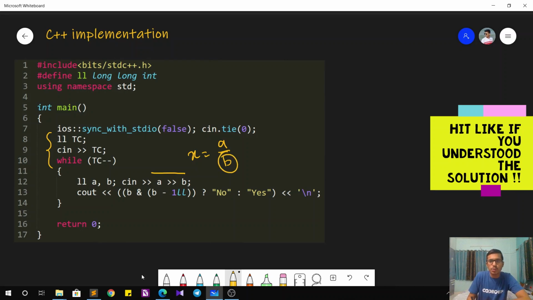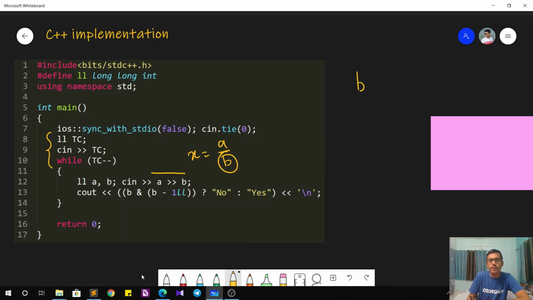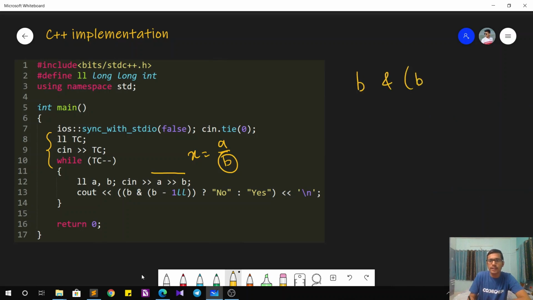Now there's a cool trick that you can apply: a number b is a power of 2 only if b bitwise AND b minus 1 equals 0. That is, only if this evaluates to false or 0 in binary, then only b is a power of 2. Why? You can check for yourself by writing the binary representation of any number and performing this bitwise AND operation. You'll see that only for powers of 2 this evaluates to 0.